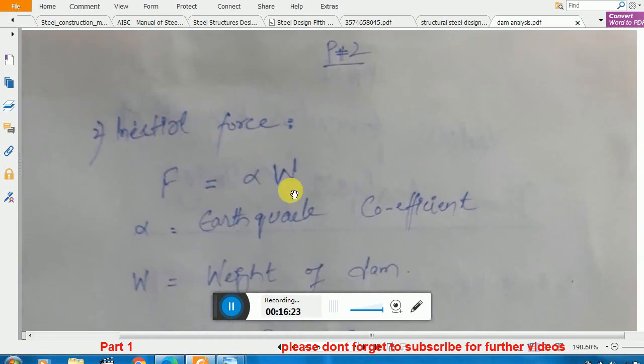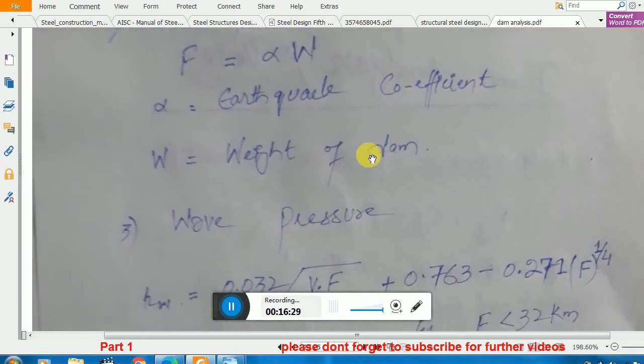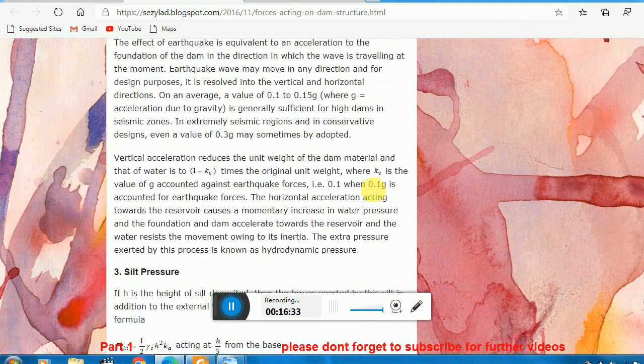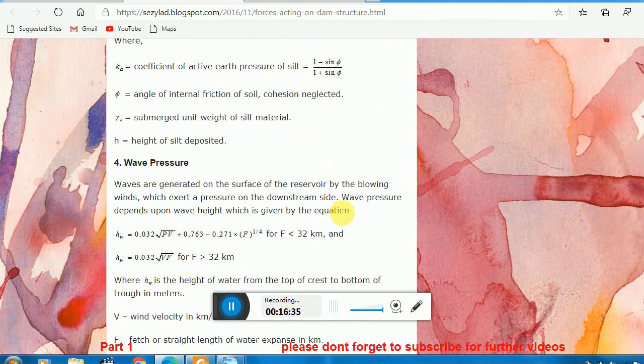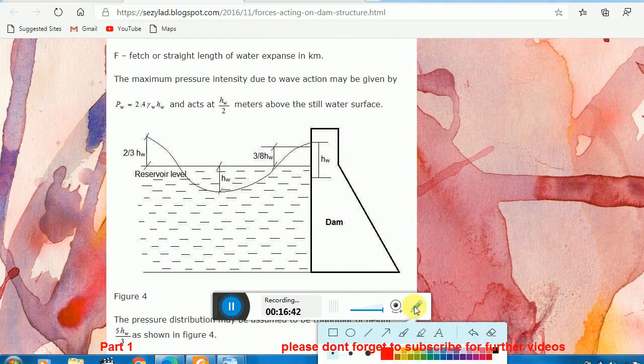Alpha W, where W is the total weight of the dam and alpha is the earthquake coefficient, clear? Wave pressure is also generated when there are waves on your water level. These waves exert an extra force, and the distribution will be something like this shape.